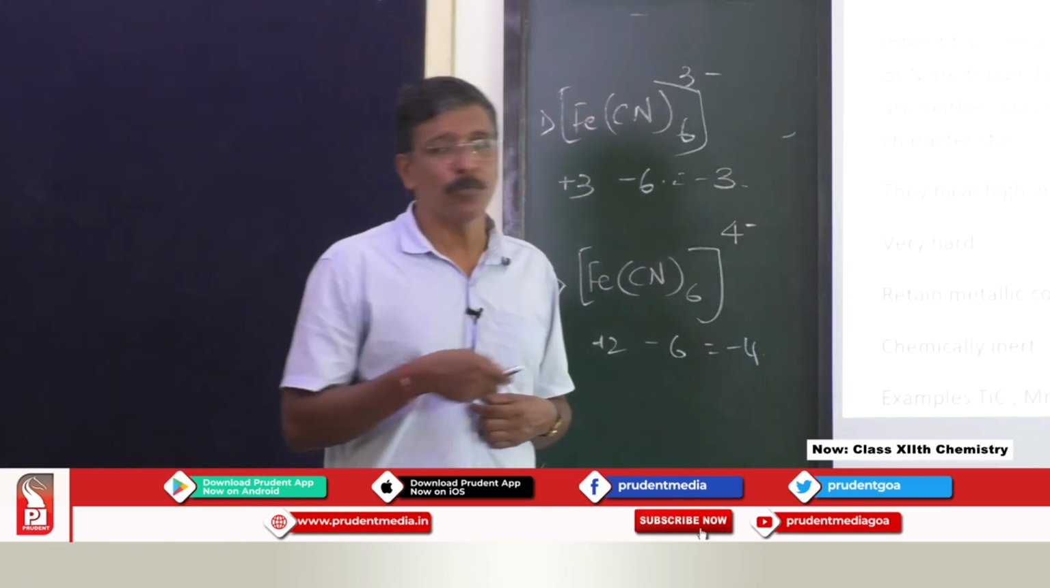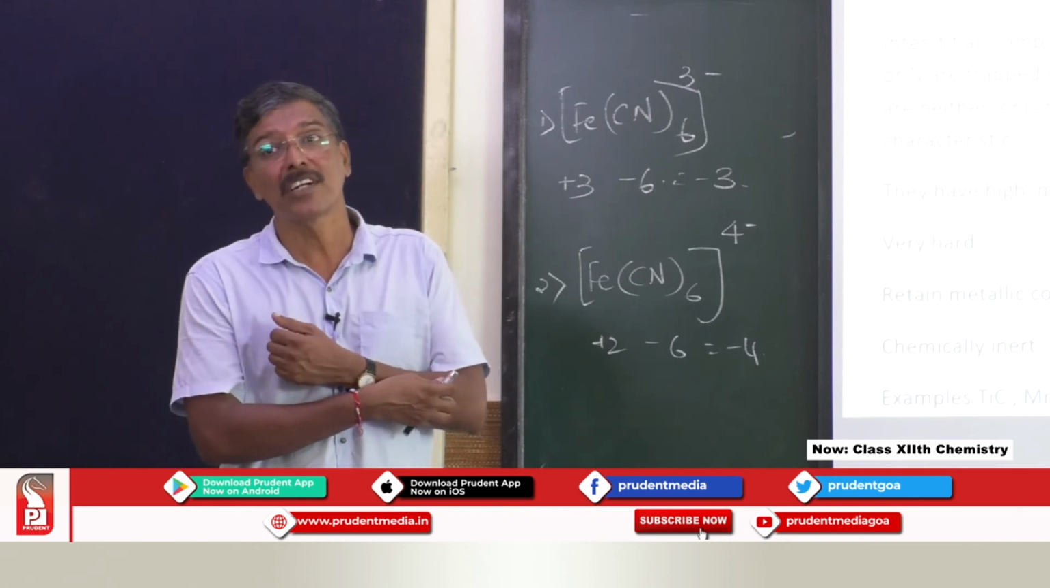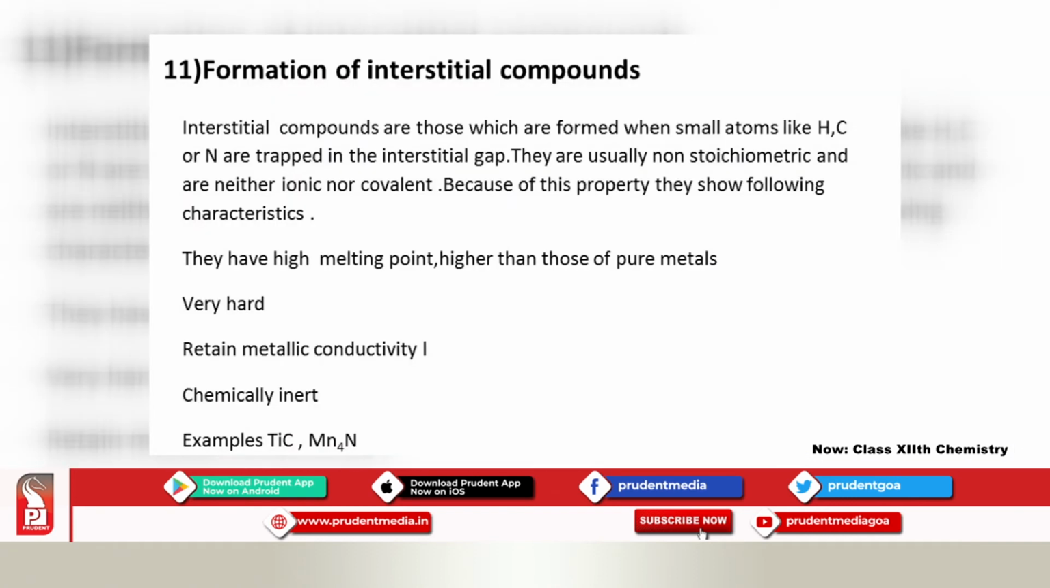What properties do interstitial compounds show? They show properties different from their pure form. They have high melting points, higher than those of pure metals. They are very hard compared to pure metals, retain metallic conductivity, and are chemically highly inert. Examples are TiC and Mn4N. Another best example is steel. Steel is the best example of interstitial compounds.